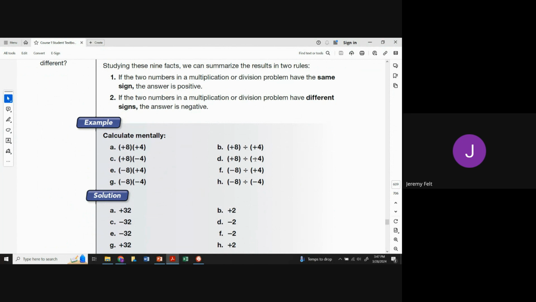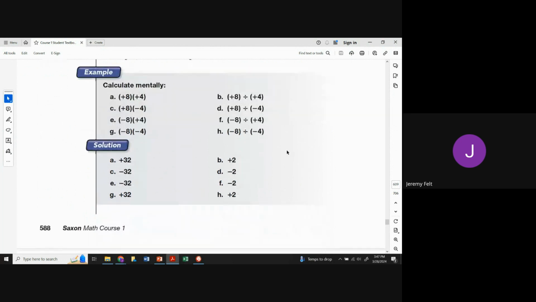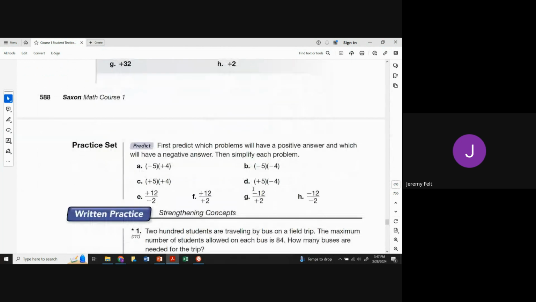Back over here, 8 divided by negative 4, one negative sign, so it's negative 2. Negative 8 divided by 4, negative 2 still. Negative 8 divided by negative 4, negative and a negative make positive. And then we'll work on these when we get to class. So that's the big thing.